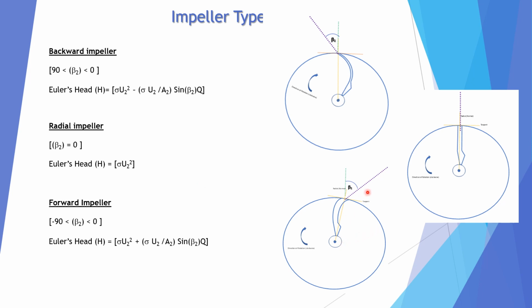So when flow is increasing, there is no change of Euler head rise. In case of forward, the blade angle lies between 0 to minus 90 degree. But minus, beta 2 is negative, so negative to negative is positive. So the whole term becomes positive. So with increase of the flow, head rise starts increasing as per this equation.